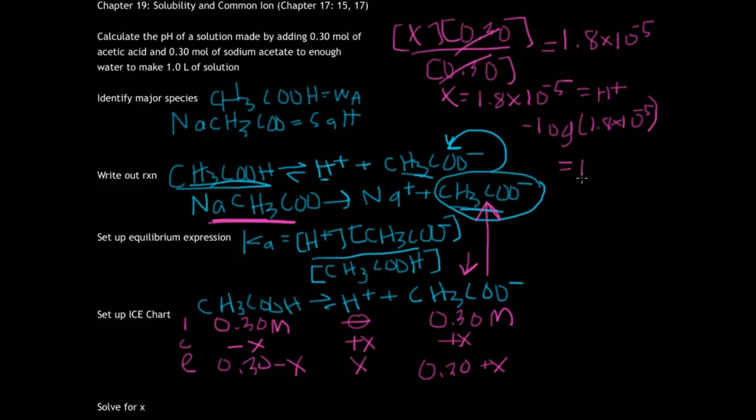And it looks like we're getting a pH of 4.74. So if you had only a weak acid in here, the pH would have been a little bit lower, but we had a weak acid and a salt that had a common ion.